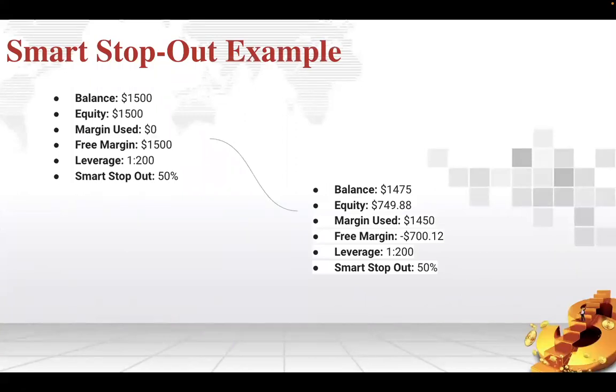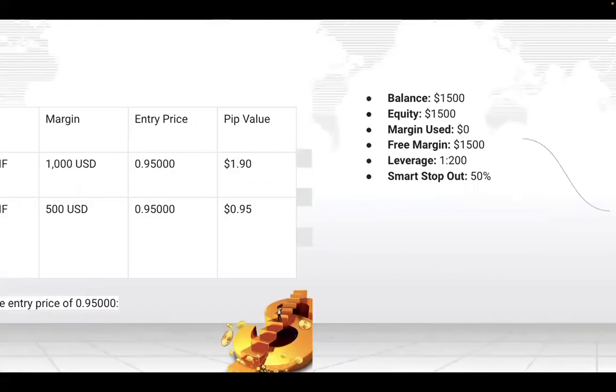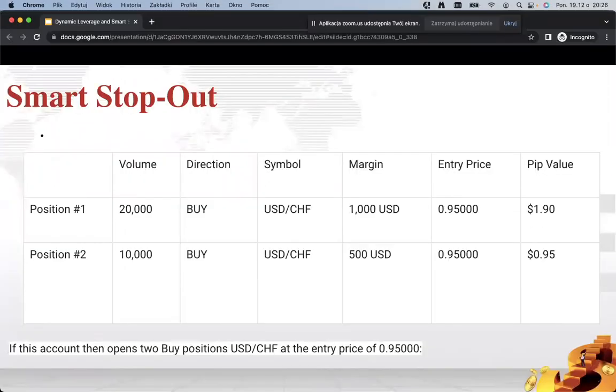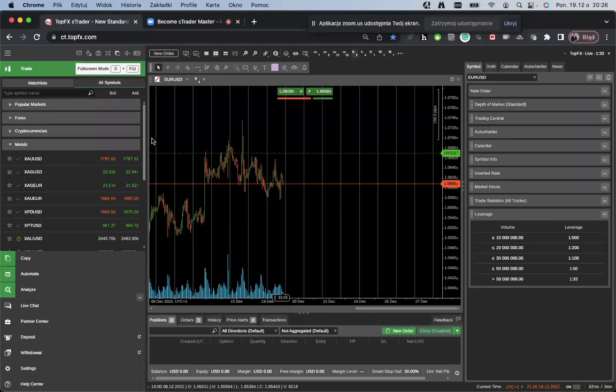Of course, the market might go even lower, so then this position of 20,000, now it's 19,000, so another 1,000 will be taken out by the smart stop out mechanism in order to protect your position, in order for you to maintain the current situation on your trading account.